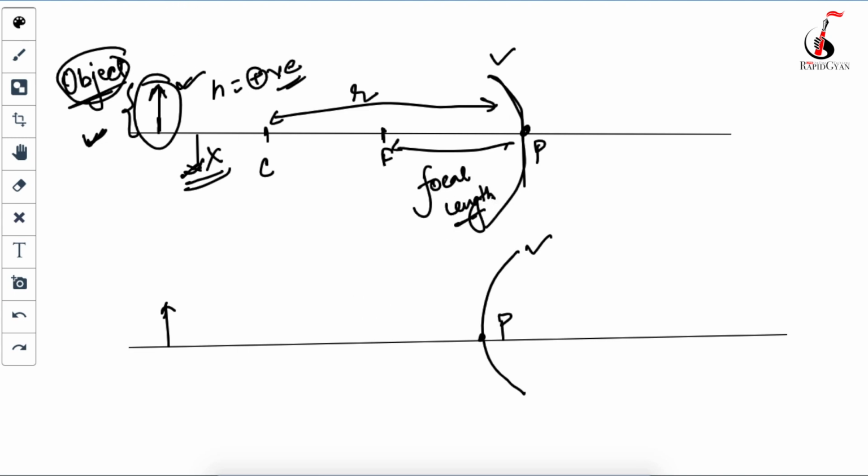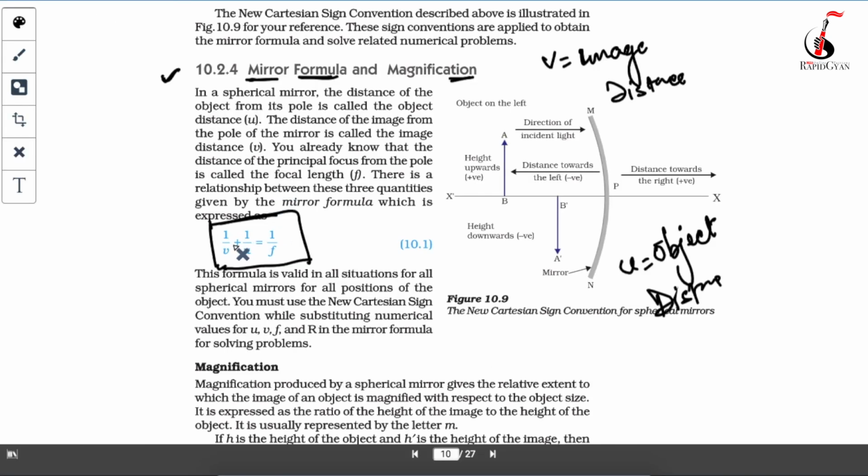So the mirror formula is saying 1 upon v plus 1 upon u is equal to 1 upon f. Just remember this formula. You might be wondering where this formula comes from. Don't wonder, it's not in your course. It's there in class 12th, where you will study the derivation. But for now, just memorize that 1 upon image distance plus 1 upon object distance is equal to 1 upon focal length. This is the mirror formula.